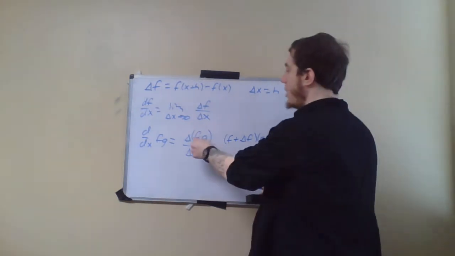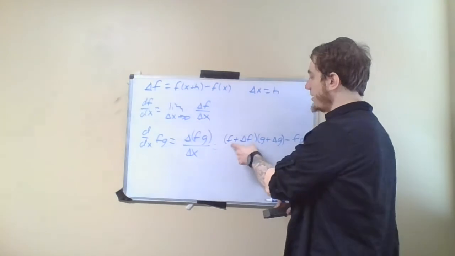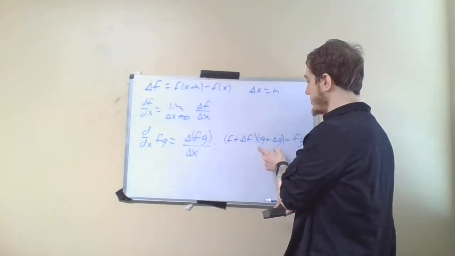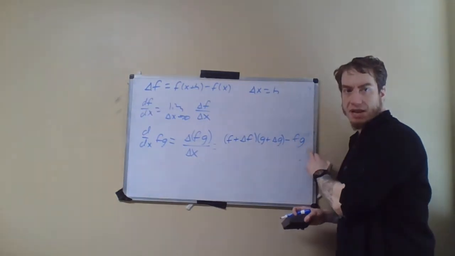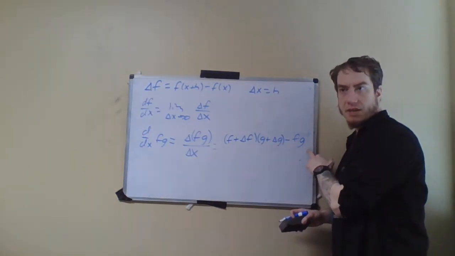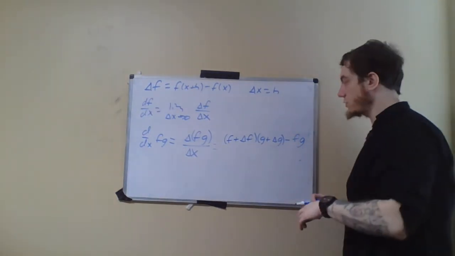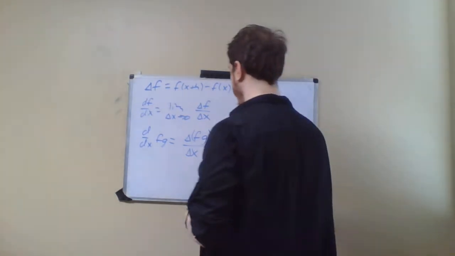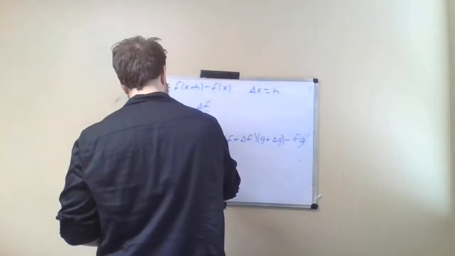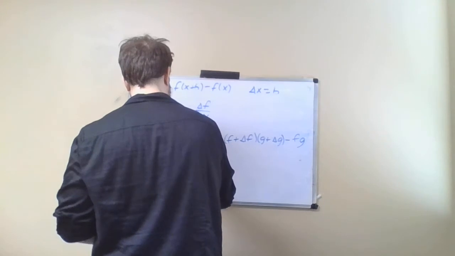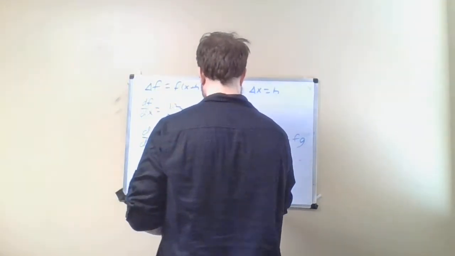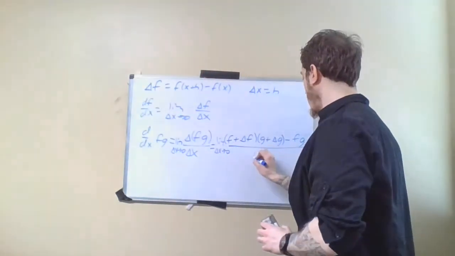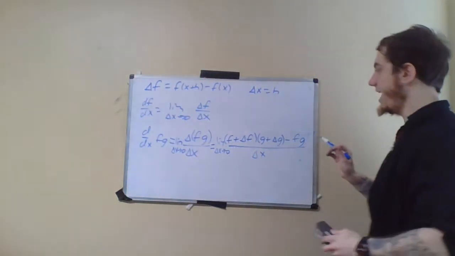Think about how much f changes. Multiply: this is the new value of f times the new value of g, minus the original value of f times the original value of g. That's probably the easiest way to think about where this is coming from. I'm sorry, I forgot my limits here. Limit as delta x goes to 0, and limit as delta x goes to 0. And of course, this is still being divided by delta x.